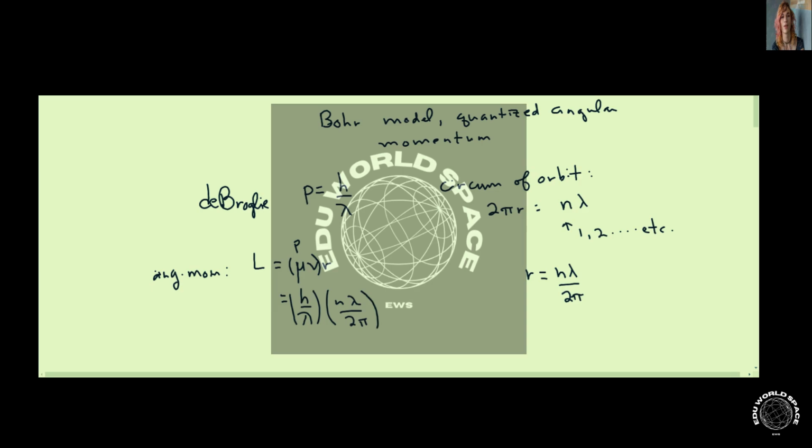And you can see what happens is the wavelength cancels top and bottom, and we are left with the angular momentum being n h over 2 pi. And to make life a little bit easier, this gets confusing, but there is a shortcut notation for h over 2 pi as h bar.